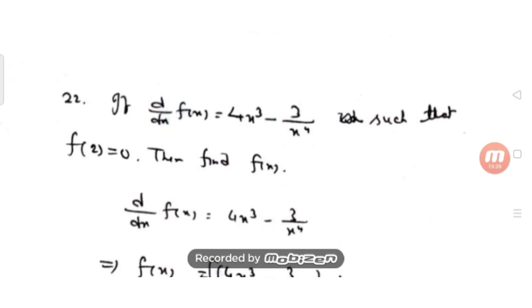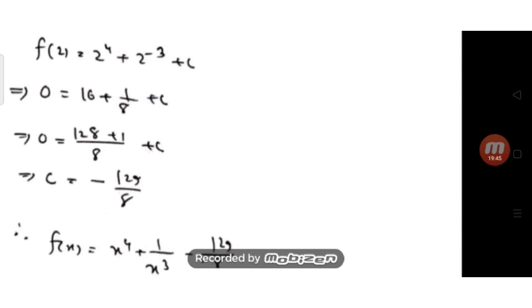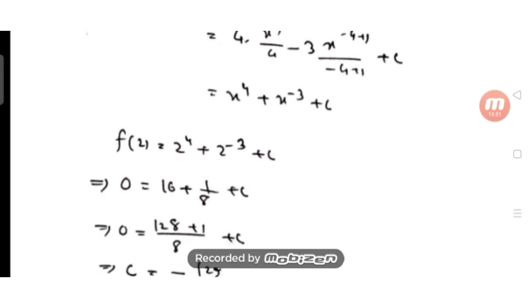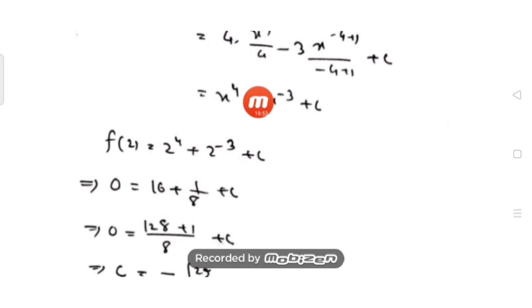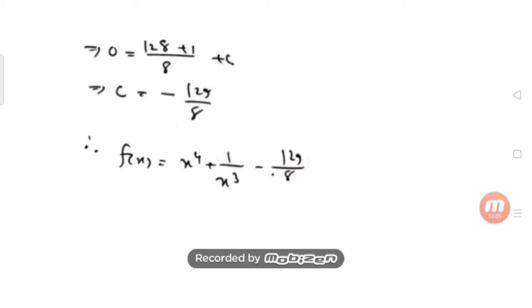But you see, f of 2 is given as 0, so I have to find f of 2 now. Actually, this value will give you the constant. In f(x), I have substituted 2: 2 to the power 4, 2 to the power minus 3, plus c. f of 2 is given as 0. This is 16 plus 1 by 8 plus c. Taking LCM and doing the calculation, 128 plus 1, and c is equal to minus 129 by 8.